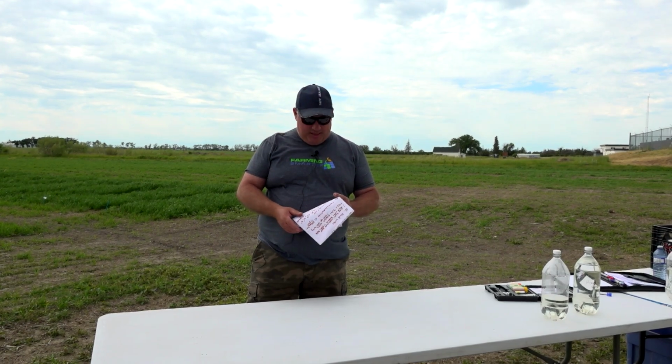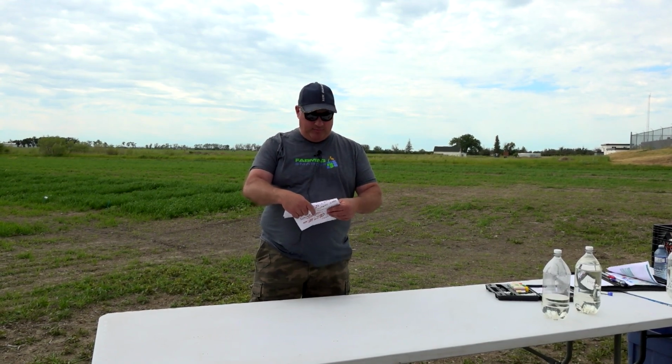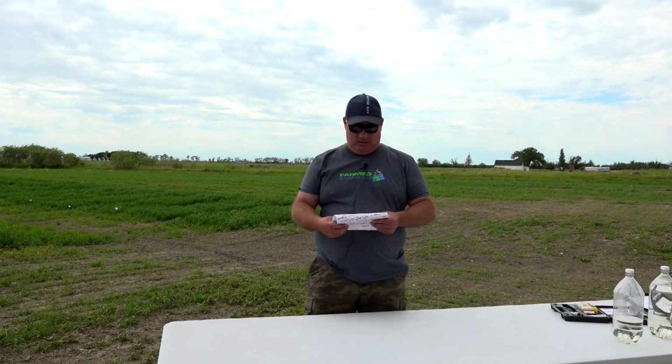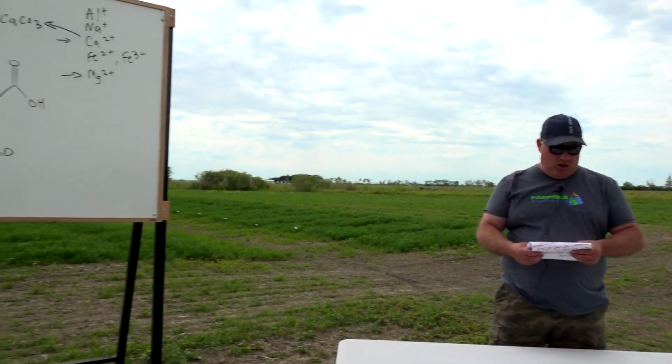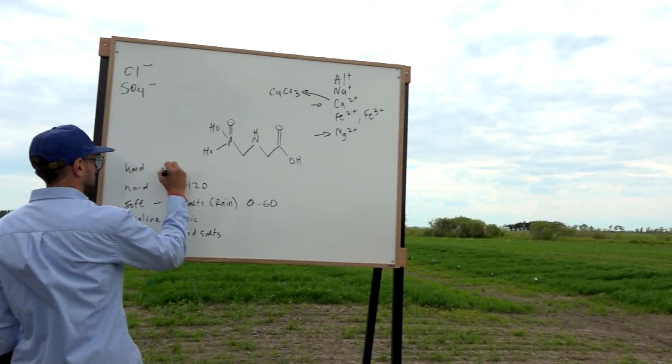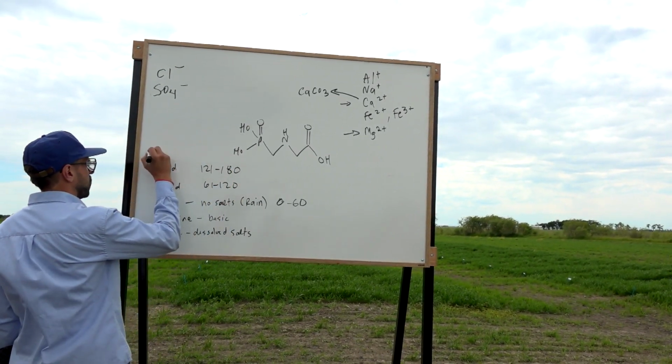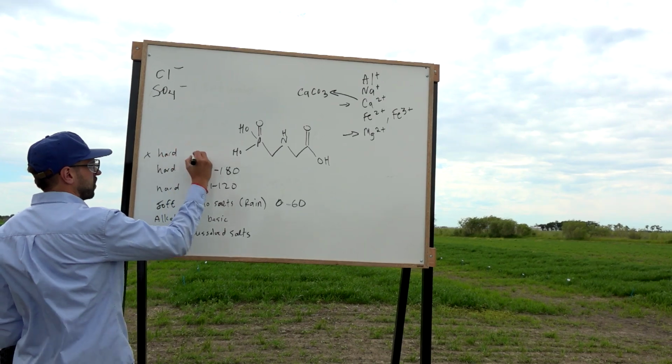So 0 to 60 is soft water. You want to put that down? Moderately hard is 61 to 120. Hard water is 121 to 180. And then very hard is anything over 181.